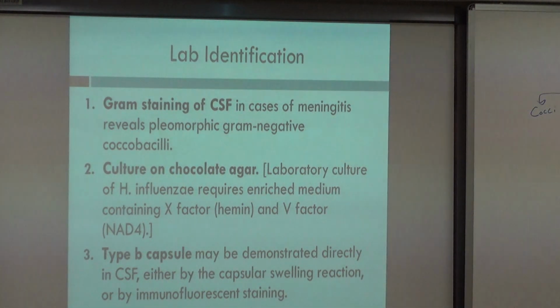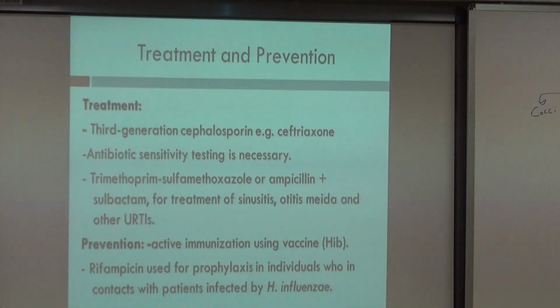Also, among identification methods, we can identify Haemophilus influenzae by identifying the type B capsule, which is a polysaccharide capsule. It can be identified by serological or immunoserological methods by extracting it from the CSF, by doing the capsular swelling reaction, specific tests that can be used for detection of capsules, or by means of immunofluorescent staining or immunofluorescence reactions.